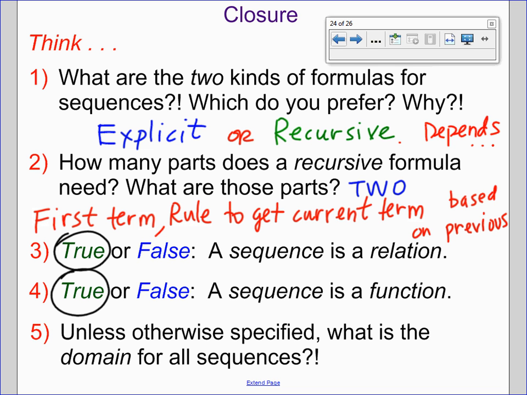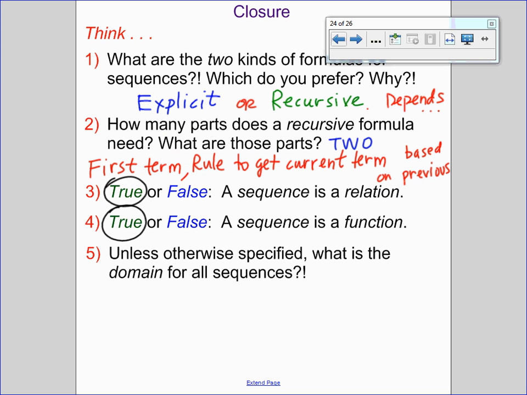Unless otherwise specified, what is the domain for all sequences? Adam? Oh, that's my recursive definition. It only applies if I know the first term, but I'm starting with the first term, which is n equals 1 for the first term. Then going to n equals 2. And if I continued on, I'd have all of the counting numbers, or natural numbers. And so the domain for all sequences are the counting numbers, starting with 1, 2, 3, and so on. Positive integers? Yep, the positive integers. Good. Absolutely right.